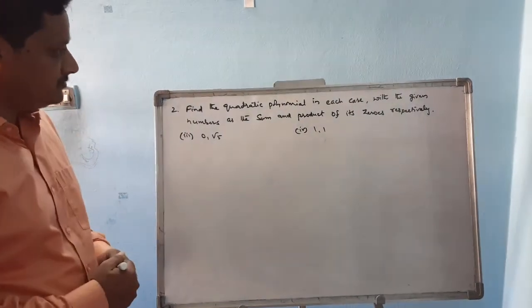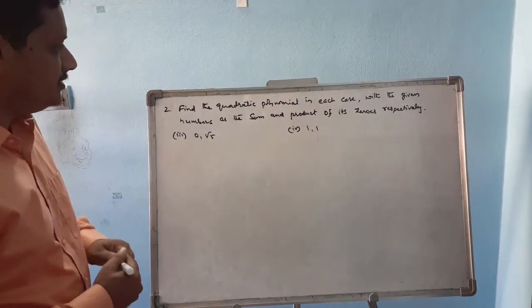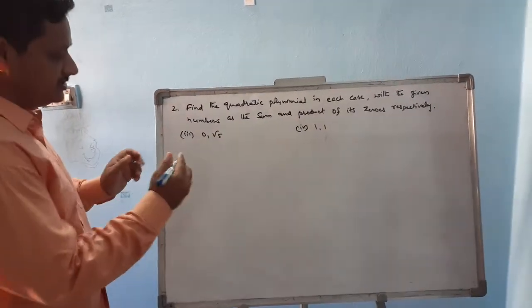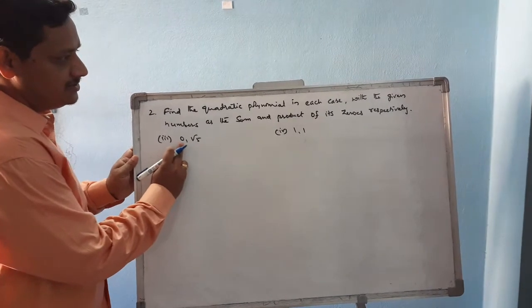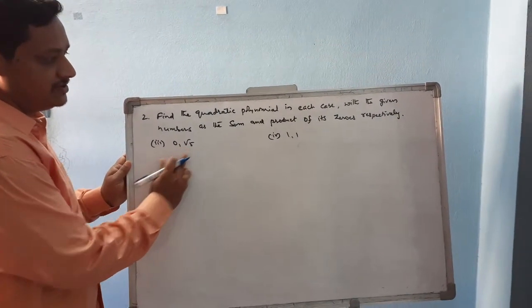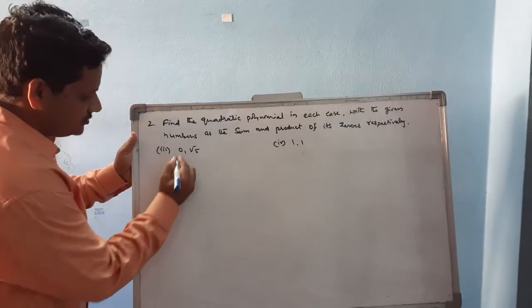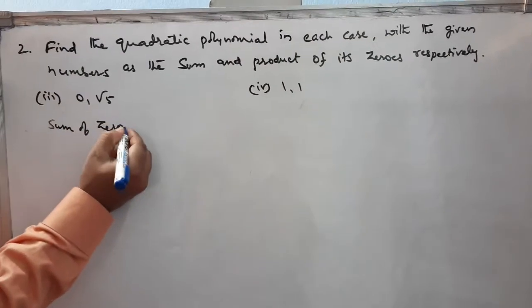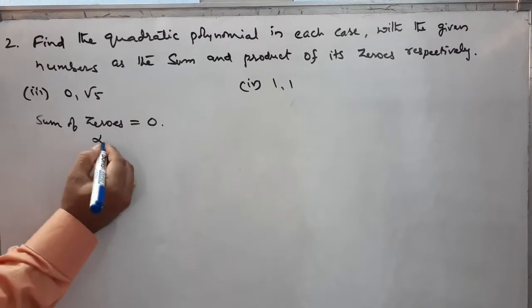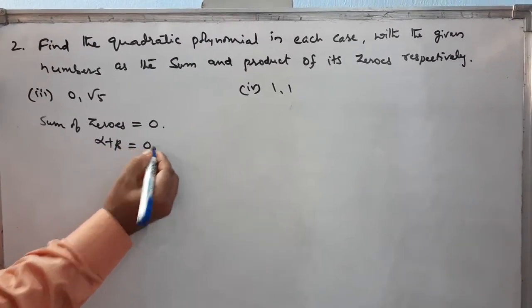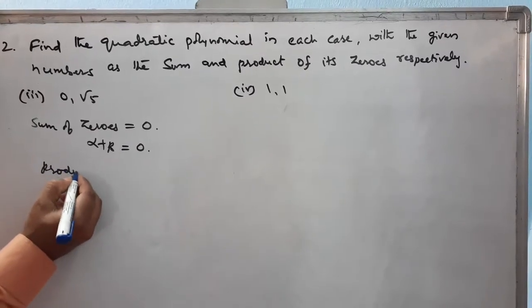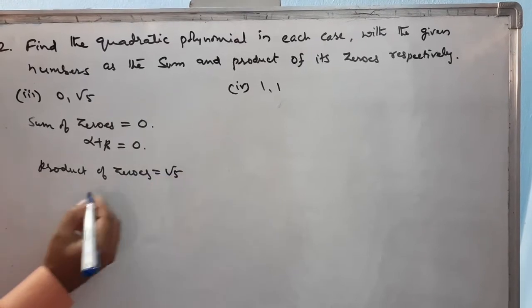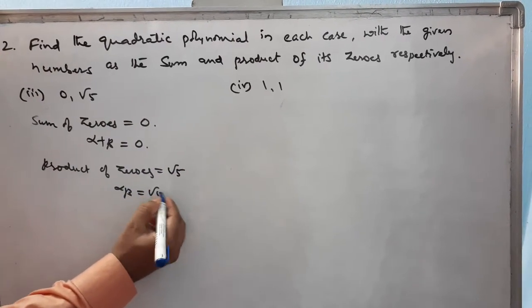So, the continuation of the previous class. Now here it is given the sum and product of the zeros of the polynomial. The sum of the zeros is 0, and the product of the zeros is root 5. That means alpha plus beta equals 0, and alpha beta equals root 5.